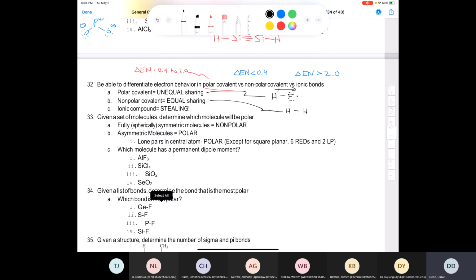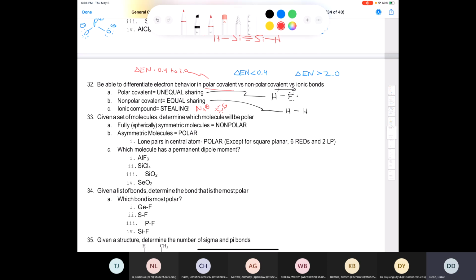There's no dipole there. And then ionic compounds, that's stealing electrons, like the chloride would steal electrons from the sodium to form a cation. Number 33, given a set of molecules, determine which molecule will be polar.